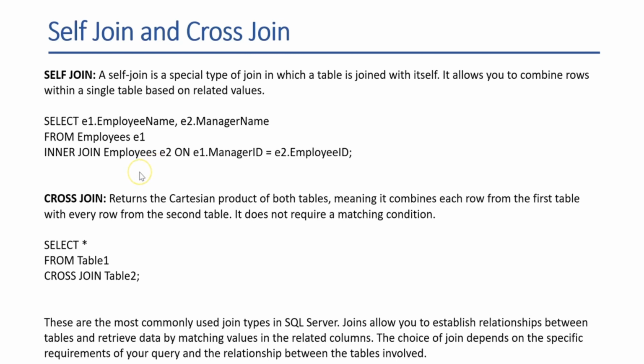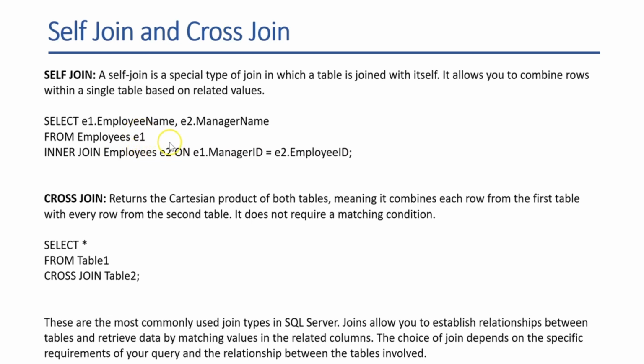So what is the syntax for the self join? There is no such thing as a self join keyword. You can use it with either type of join: inner join, left join, right join, anything. The concept is that you will refer to the same table twice. So in this scenario, you refer to employees and then you refer to employees again, and you give different table aliases.